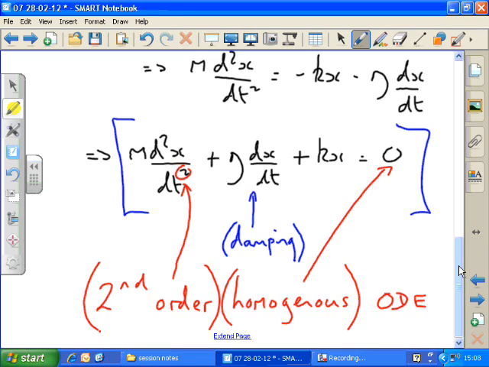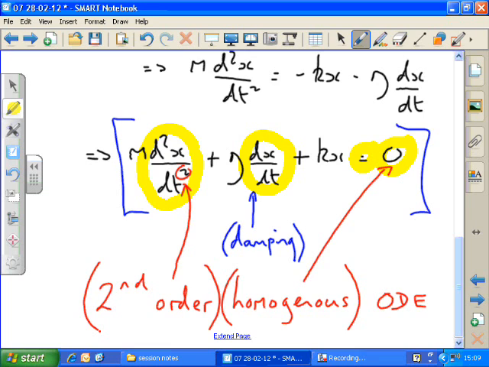It's an equation because there's an equal sign in it. It's a differential equation because it's got differentials in it, dx by dt. It's a second order differential equation because it's got d2x by dt squared, so the highest order of the differential is the squared, hence the second order. It's homogeneous because the right hand side is 0.